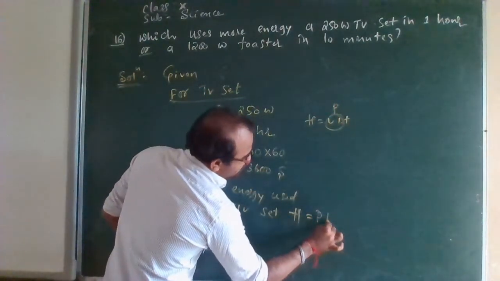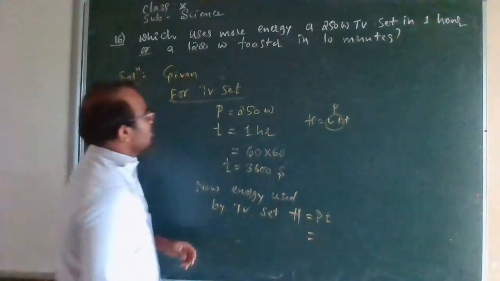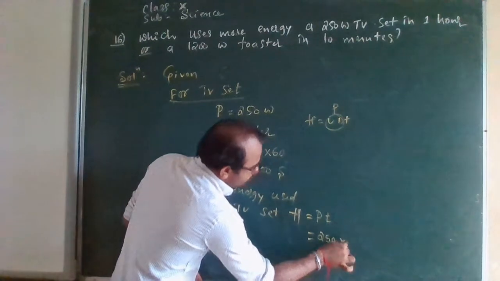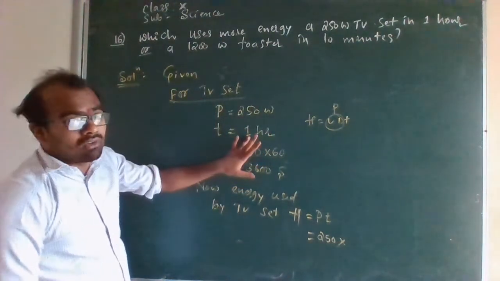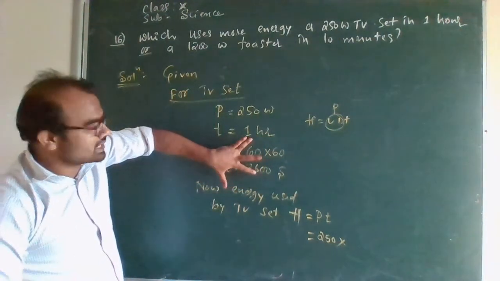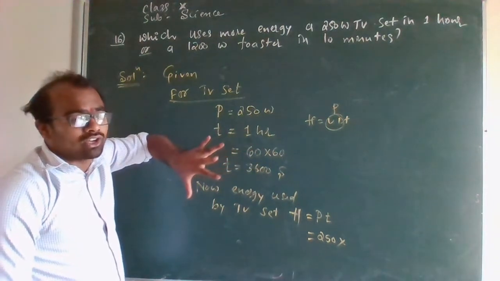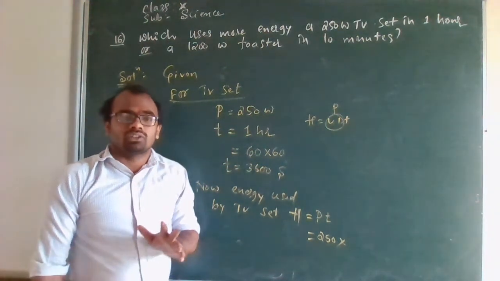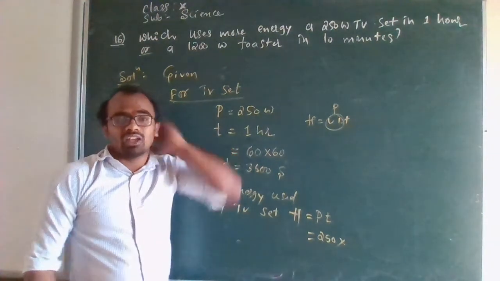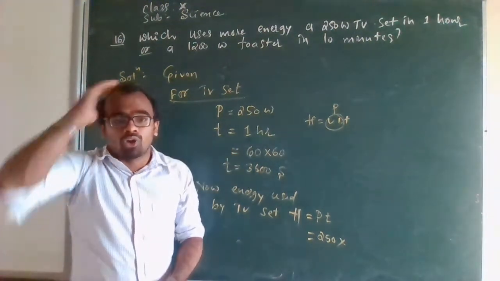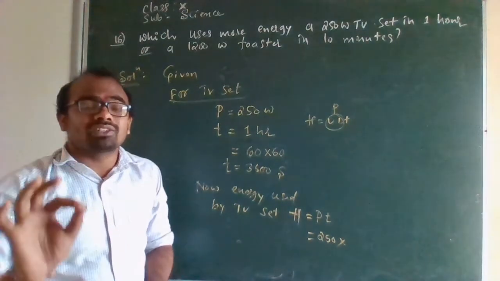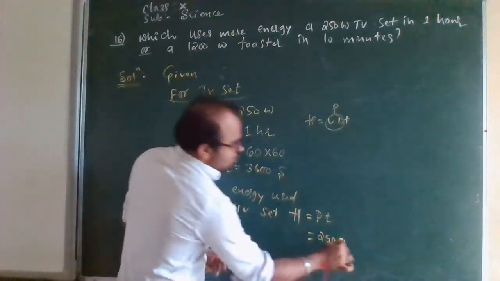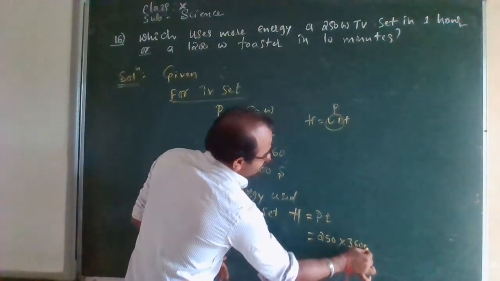P into T. How much power it is carrying? 250 watt into T. T is how much here? 1 hour. But we should not take this. We have to take in seconds. Because as I already told you, SI units must be considered. We have to consider the SI unit. I hope you all are clear with this. We have to consider SI units. So 250 into 3600.